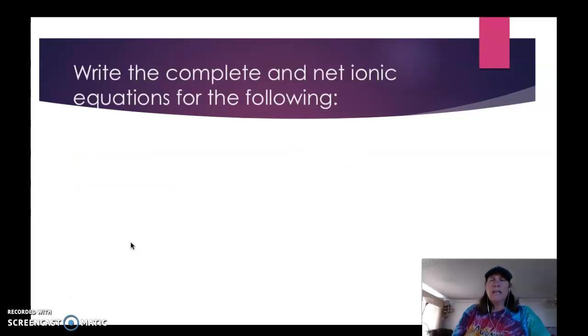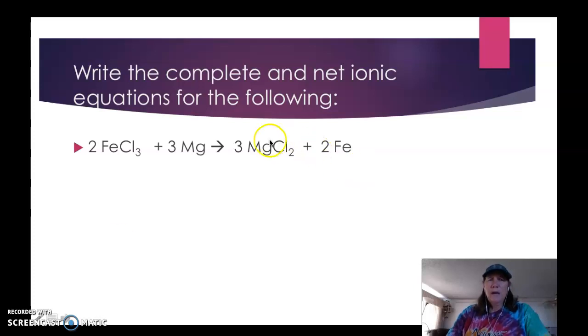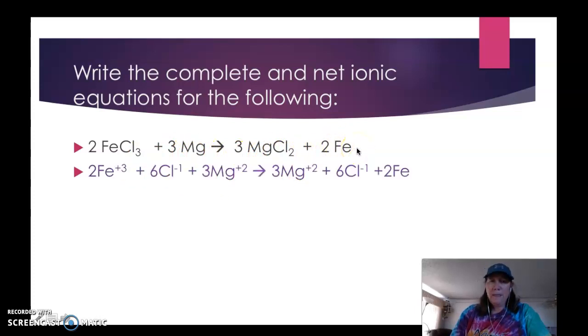So here is a net ionic equation, okay? You can see right here, we have iron chloride and magnesium. We end up with magnesium chloride and iron. All right, so we're going to break it down. This is iron +3 because it's combined with something, and there's 6 chlorine, 2 times 3. And then we write in our magnesium +2. And then over here, we've got magnesium with chloride. And then this iron is by itself, this isn't an ion anymore, okay, because it's not combined with anything.